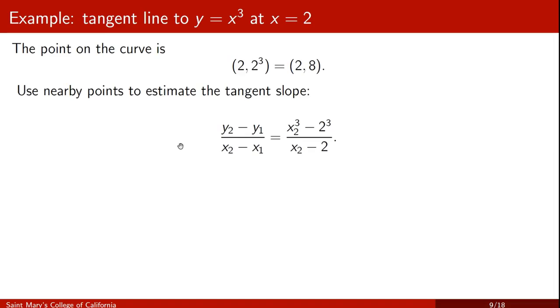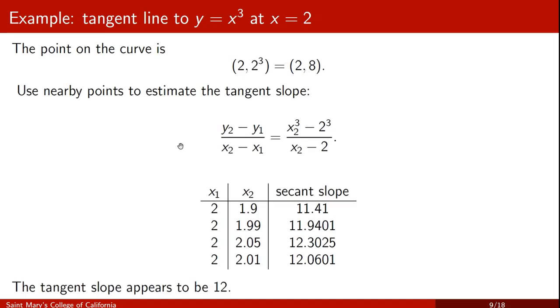So our function is going to be y equals x cubed, and the point we're interested in is x equals 2. So we're trying to find the slope of the function x cubed at the point x equals 2. Given the actual point is 2 and then 2 cubed, in other words (2, 8), we can take another point, in this case we called it (x2, y2), to find an estimate for that tangent slope.